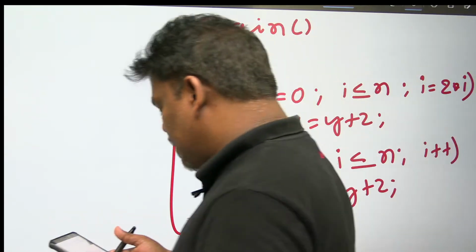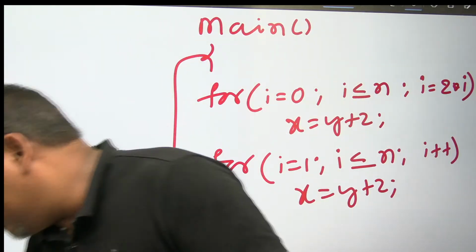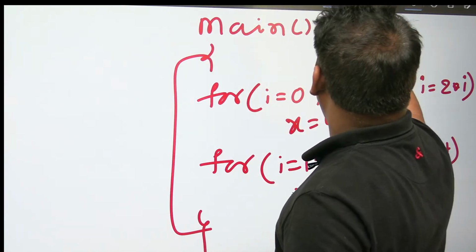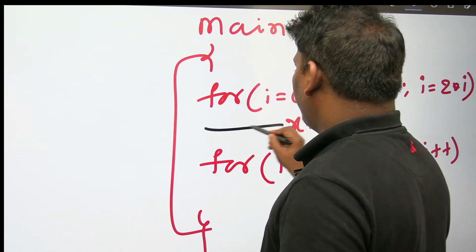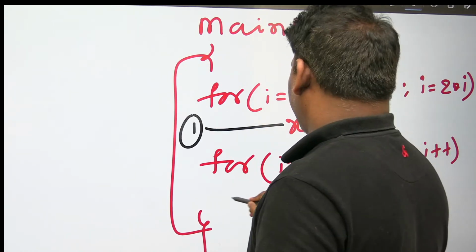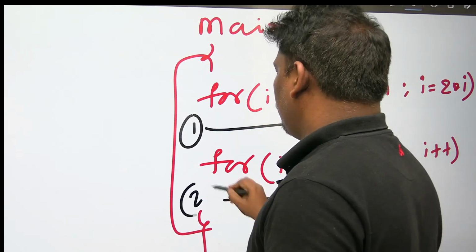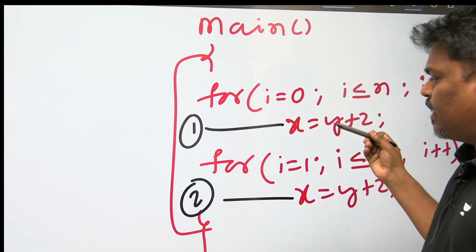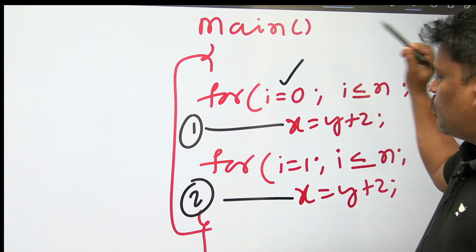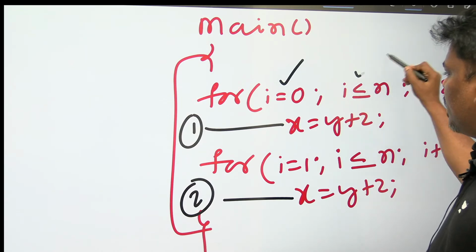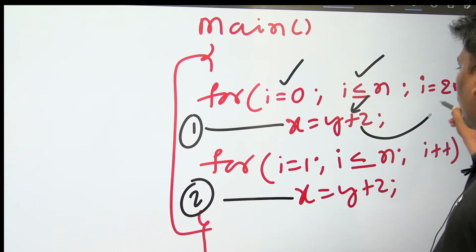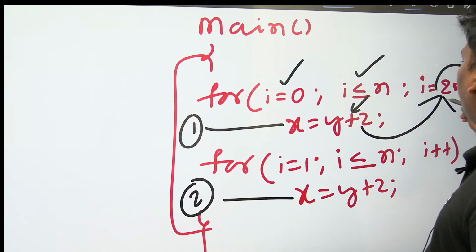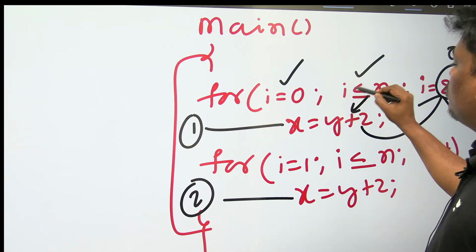So what is the answer? Right, remember everyone. See, it is the first statement, it is the second statement. So how many times is the first statement running? Let's check. I is equal to 0, 0 less than n, condition true, it will come inside and the statement will execute. I is equal to 2 into I, the value of I is already 0, 2 into 0 is 0. So 0 less than or equal to n.